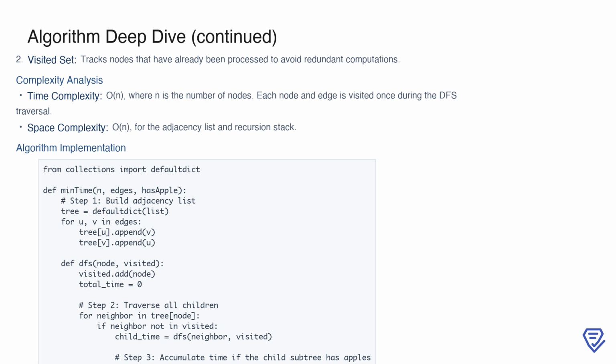With the algorithm's logic and complexity clear, let's now look at the implementation. First, we build the adjacency list using the given edges. This involves iterating through the edge list and adding both endpoints of each edge to each other's list of neighbors. Next, we define the DFS function. We start by adding the current node to the visited set and initializing a variable total_time to track the time spent processing the current subtree. Then, for each neighbor of the current node, we check if it hasn't been visited. If not, we recursively call DFS on this neighbor to process its subtree.